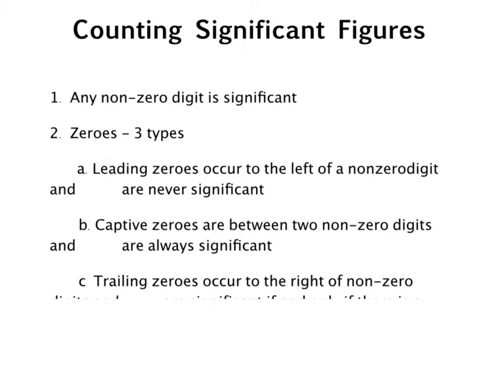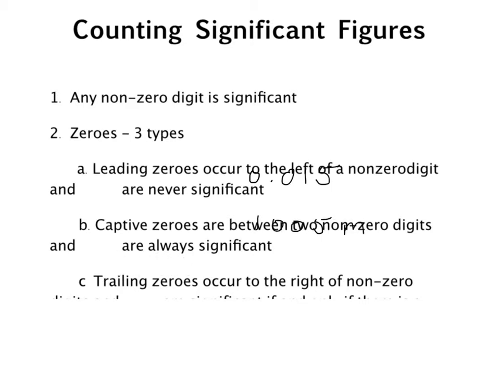Zeros fall into one of three camps. The first is leading zeros. These are at the left of non-zero digits, and these are never significant because they are placeholder digits. An example of a leading zero would be in the number 0.015. They are to the left of the non-zero digit. They are holding the place and are never significant. Captive zeros are between any two non-zero digits, and captive zeros are always significant. An example would be the zeros in 1,005 meters.